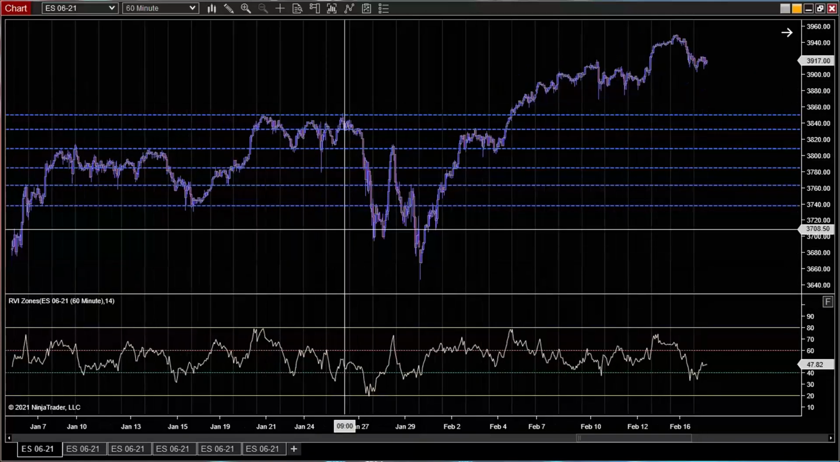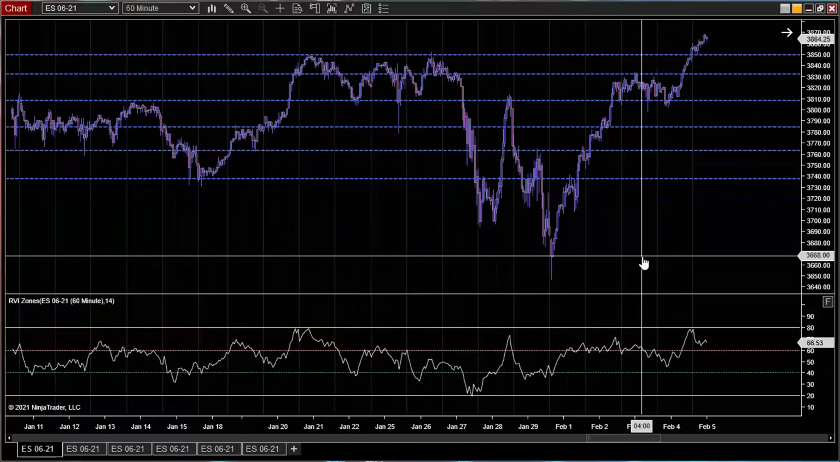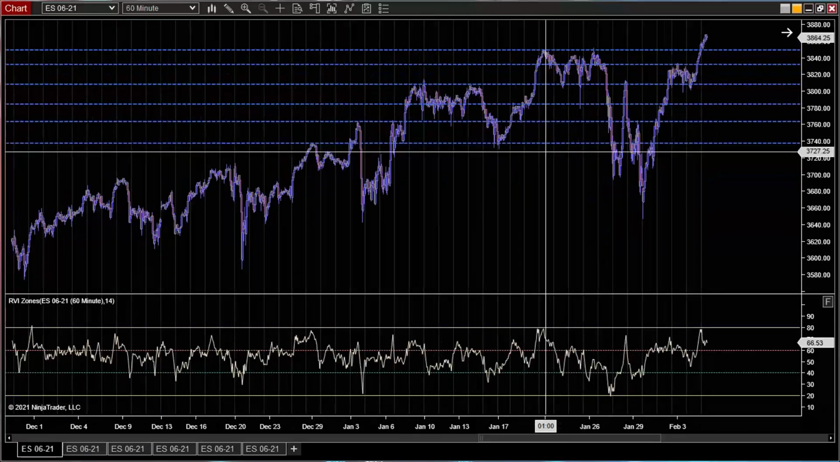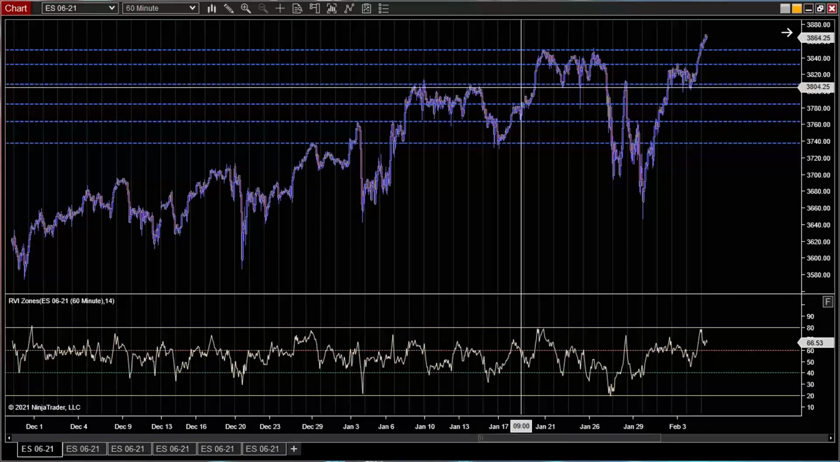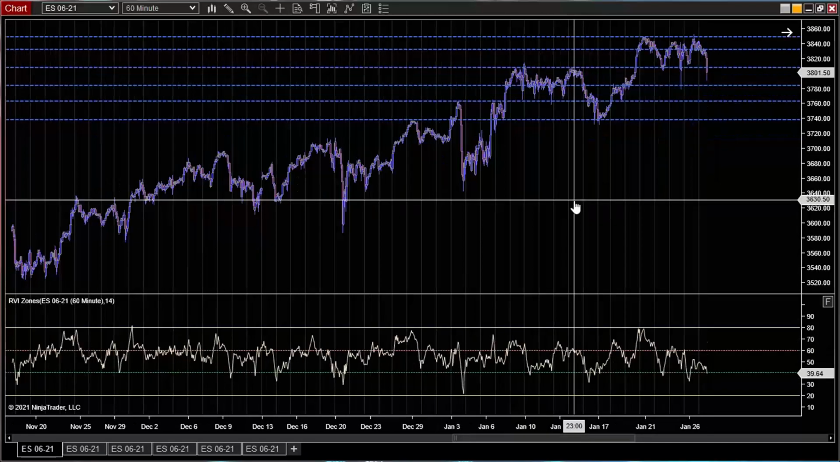Not only that, this is a 60-minute chart, an hour chart. When you dial down to a minute chart, a 5-minute chart, you're going to have a lot of these levels. So that's the only real drawback that I find with just trading support and resistance. And so that's why I start to bring in other things.